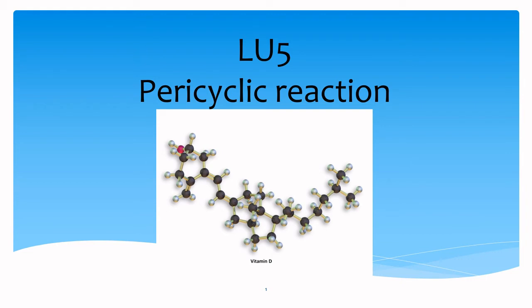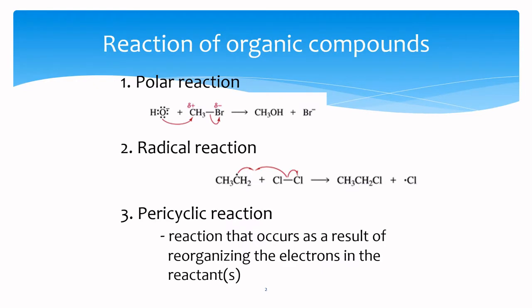In this learning unit, we will discuss pericyclic reactions. In organic compounds, there are three common reactions. The first one is the polar reaction, where we normally have a nucleophile and an electrophile, and then it will give us the desired products. Another is called radical reaction, which involves radicals, and this reaction usually occurs when you have alkanes.